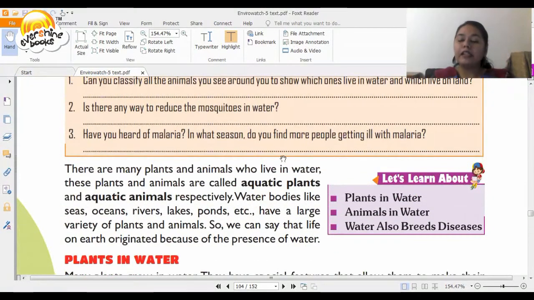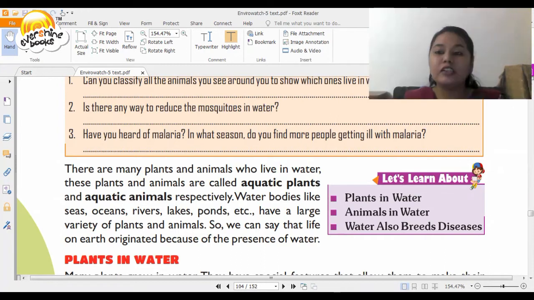There are many plants and animals who live in water. These plants and animals are called aquatic plants and aquatic animals respectively. Water bodies like seas, oceans, rivers, lakes, ponds, etc. have a large variety of plants and animals too. So we can say that life on earth originated because of presence of water.